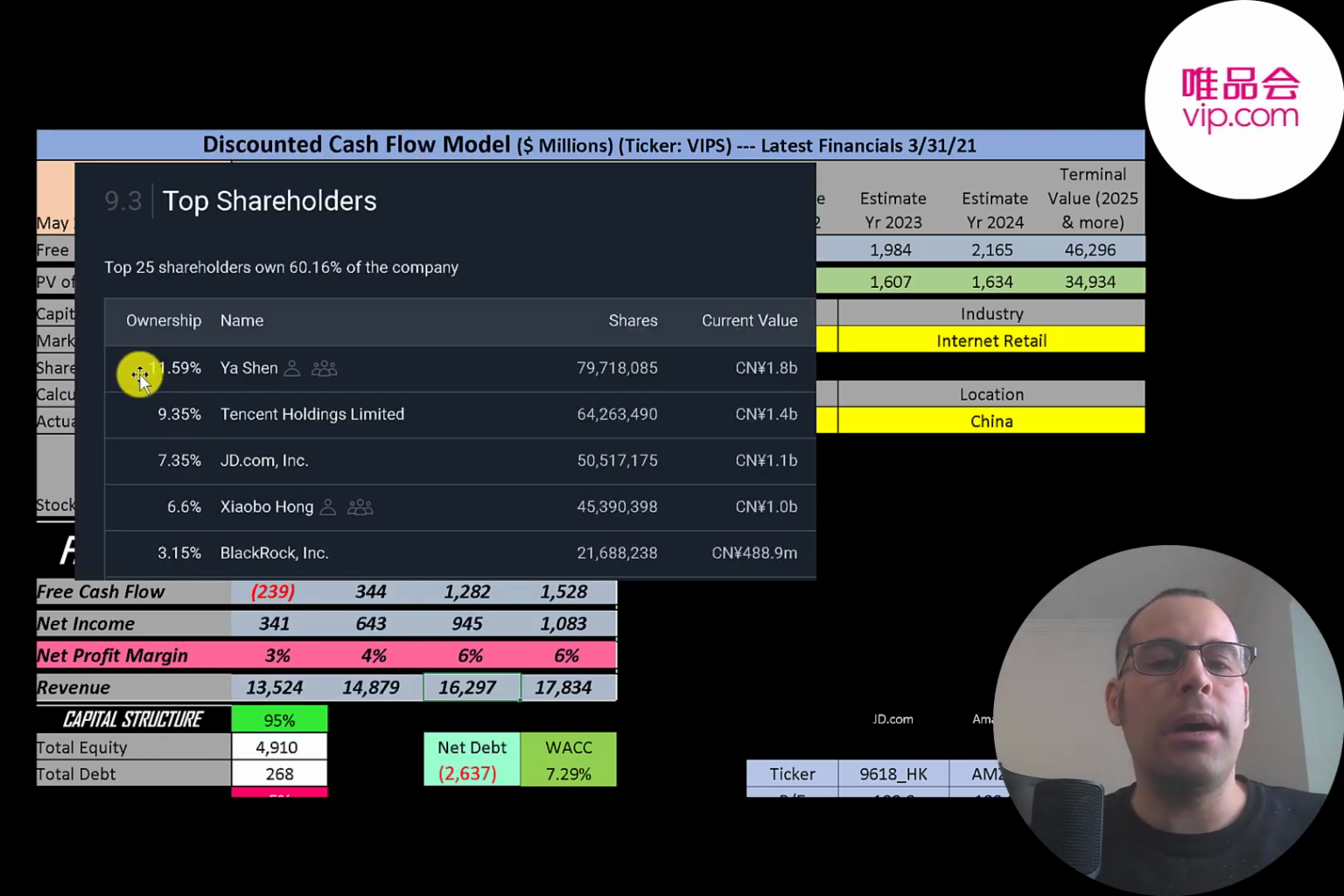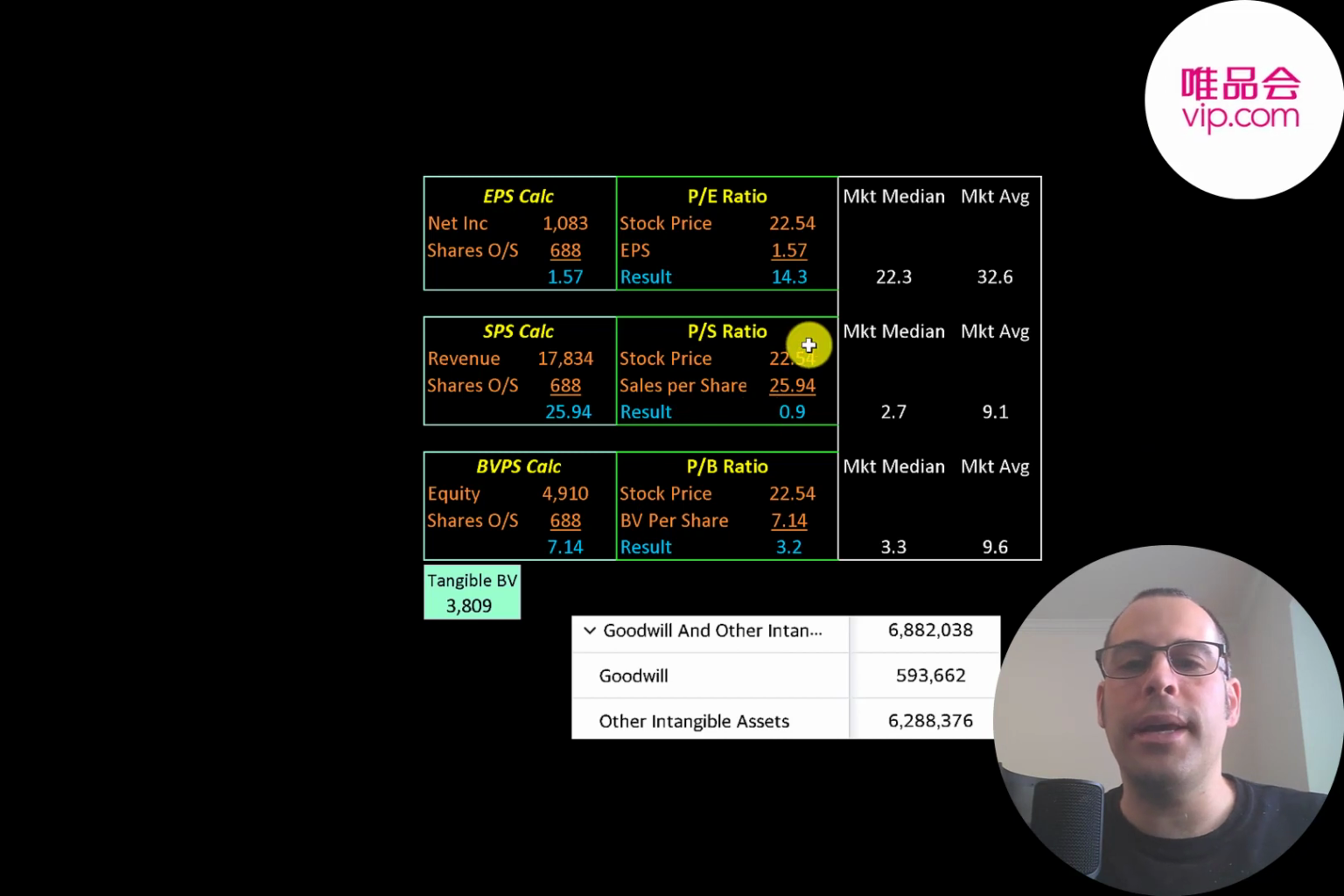The founder of the company owns 12% of the stock. Next is Tencent Holdings, then JD.com, then the chief operating officer of the company, and their fifth biggest shareholder is BlackRock at 3.15%. Let's look at their financial ratios.